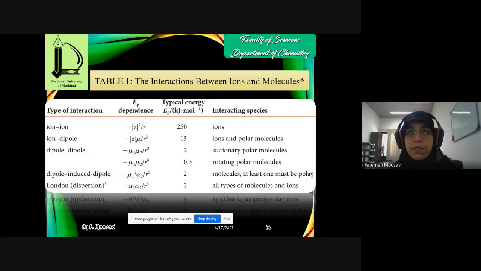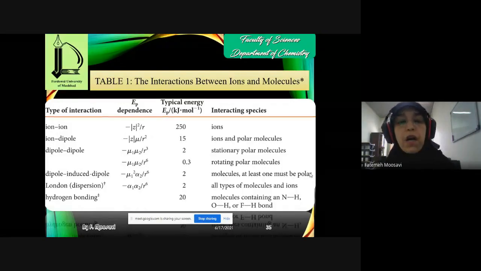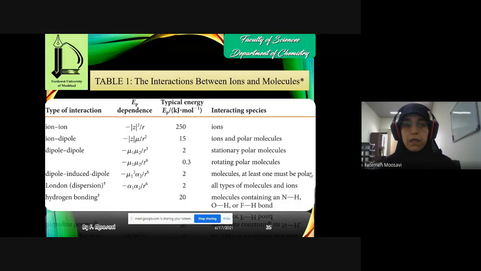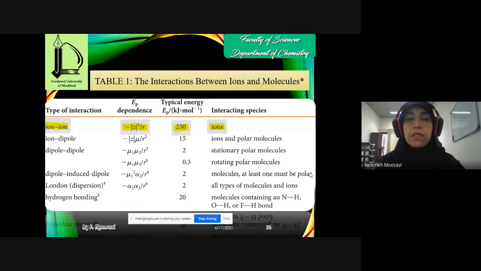In the case of the molecules that are non-polar, we have London or dispersion energy. And there is a special type of interaction between the molecules that is called hydrogen bonding. In the rest of this lecture, we speak about this type of interactions and get information in detail about the type of molecules that have interaction with each other, the amount of energy, and their impact on their properties. You see that ion-ion interaction are the strongest interaction between the particles.